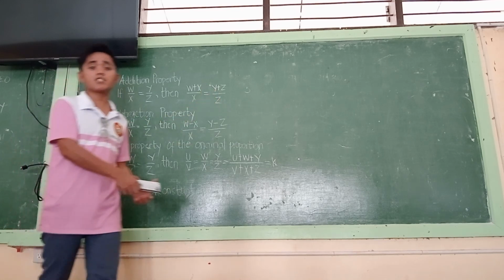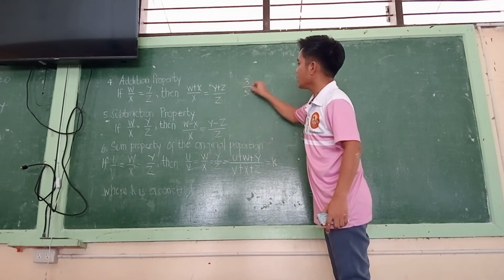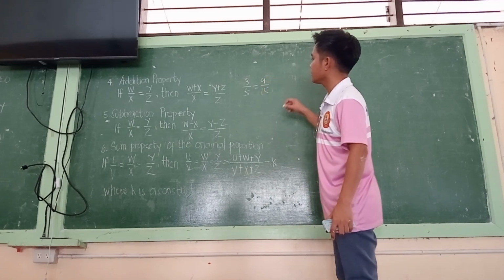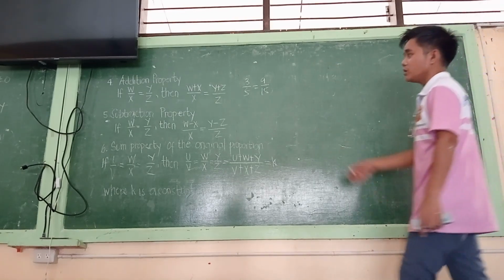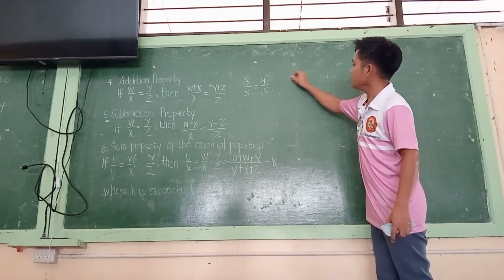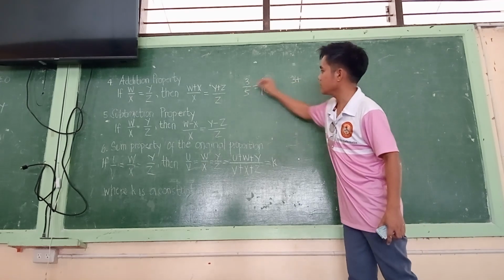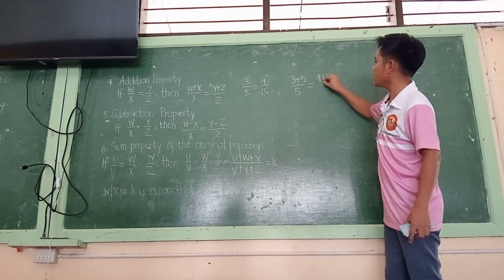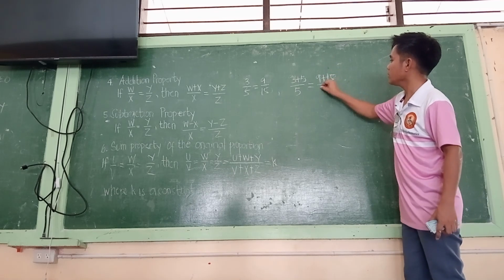Okay, let's put that into an example. So let's say we have a ratio of 3 over 5 is equal to 9 over 15. Okay, let's check if the addition property mo equate ba siya sa atong gihatag nga example. So we have 3 plus, pila denominator? 5. So that is 3 plus 5 over 5 is equal to 9 plus, pila denominator? 15. So that is 9 plus 15 over 15.